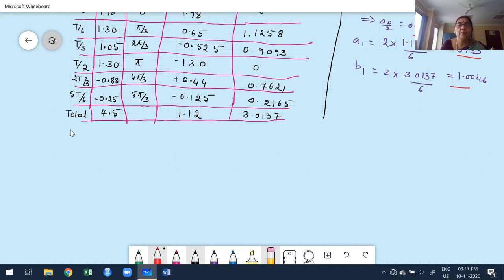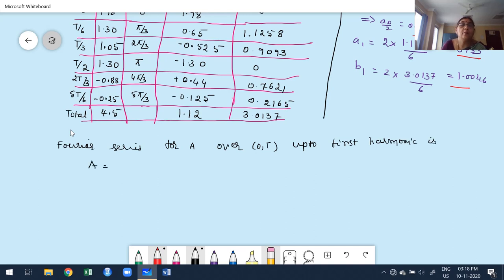Yeah. The next step, Fourier series for A over period 0 to T, up to which harmonic? First harmonic is A equals A0 by 2. What is my A0 by 2? 0.75. A1 is what actually? 0.3733 into cos of 2 pi small t divided by capital T. And then this is nothing but, what is your B1 value? 1.0046 into sine of 2 pi small t divided by capital T.